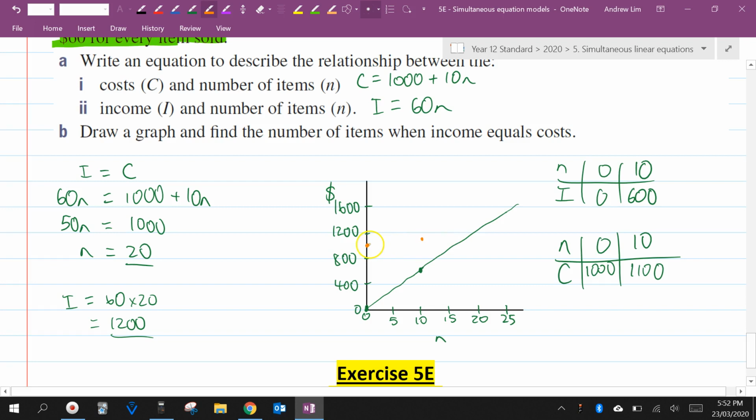Okay, so when we sketch our straight line, it's going to go through this point right here. And it'll tell us that the break-even point is 20.